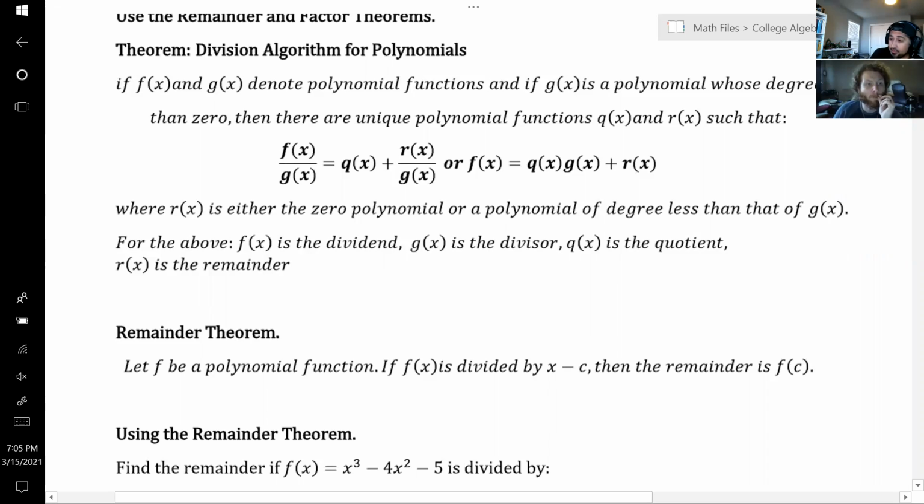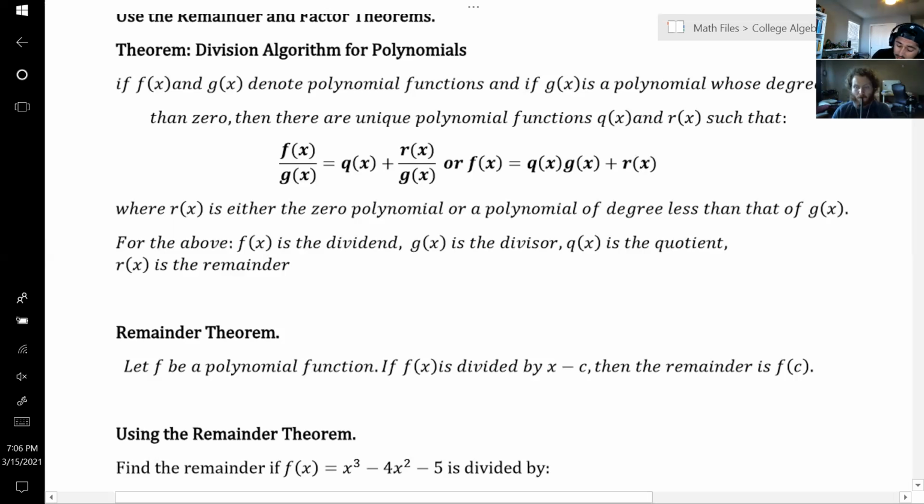Okay. The next theorem is remainder theorem. Let f be a polynomial function. If f of x is divided by a linear factor of x minus c, then the remainder is f of c. So what remainder theorem is telling us is that if you are going to use long division or synthetic division, and you want a way to check that you have the right answer, then go ahead and take that linear factor of c and plug it into the function. If you did your long division and synthetic division correctly, then plugging in c should give you the same remainder as you got by using synthetic and long division. It's actually pretty cool. So now we have 3 ways to check for a remainder: long division, synthetic division, or plug in by using remainder theorem.